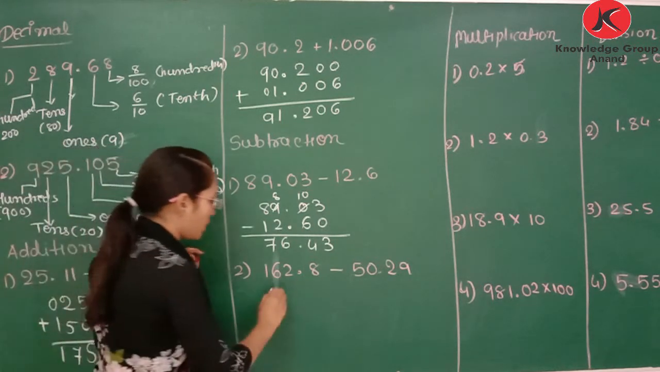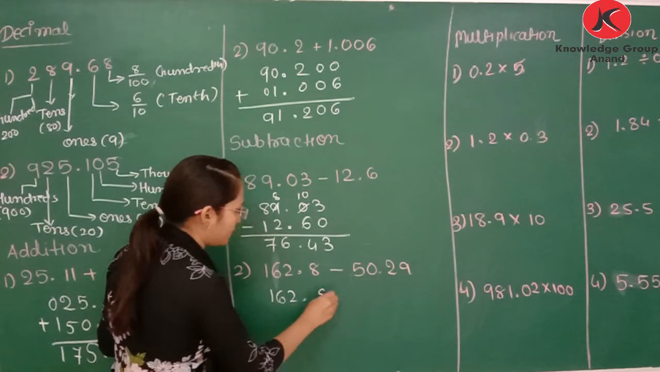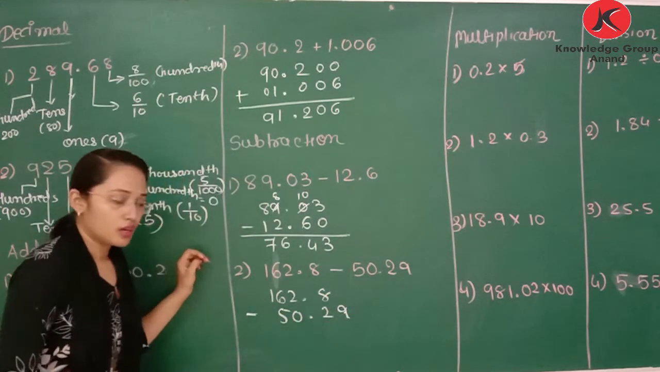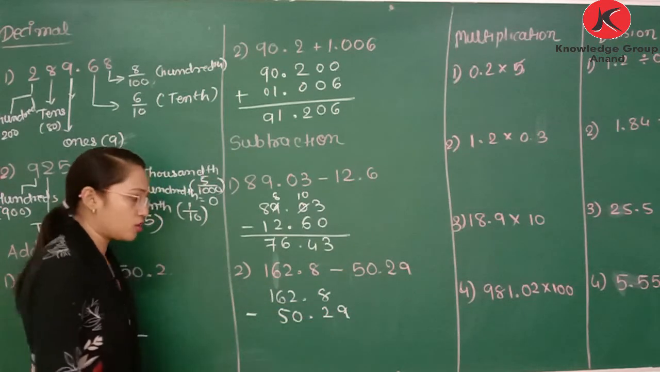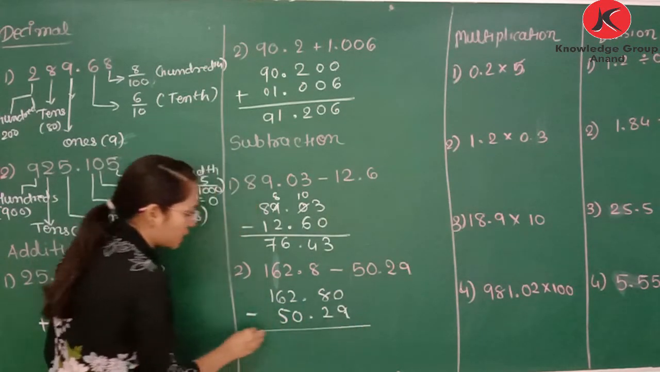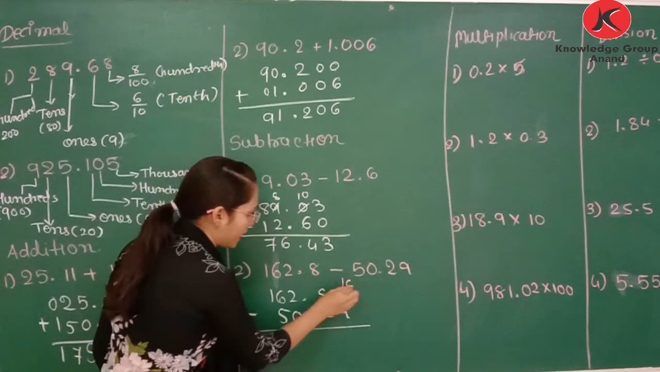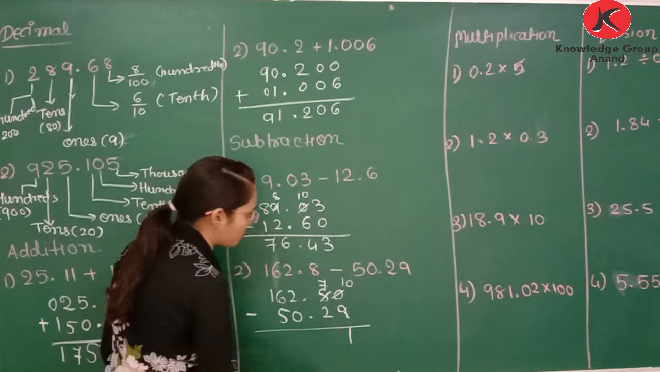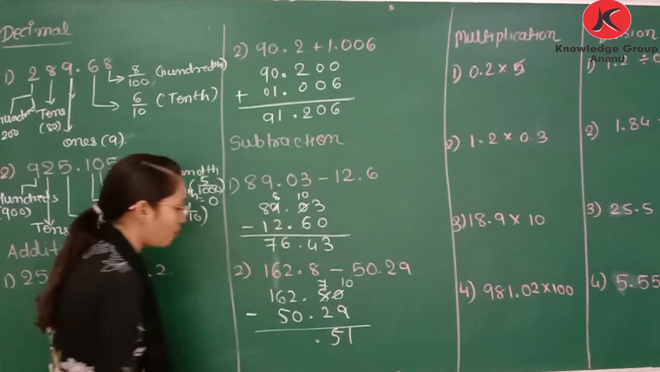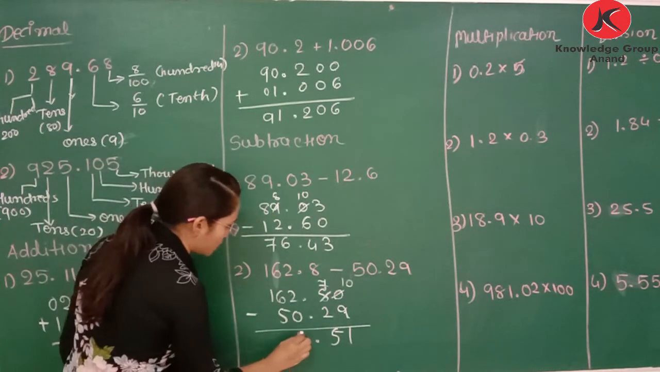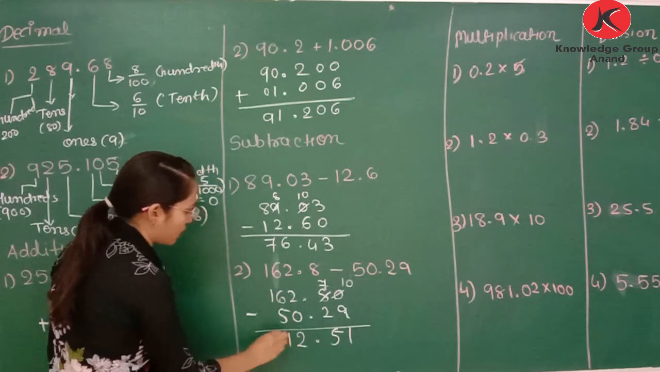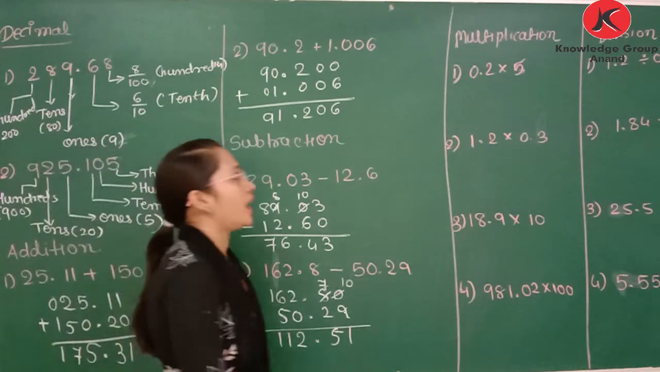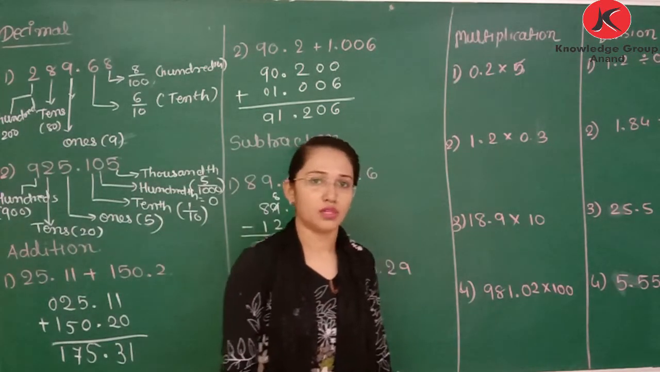Now next. 162.8 minus 50.29. Decimal point must be exactly below the decimal point. Remaining digits are 0. So it is 10 and 7. 10 minus 9 is 1. 7 minus 2 is 5. Point. 2 minus 0 is 2, 6 minus 5 is 1 and 1. So it is 112.51.